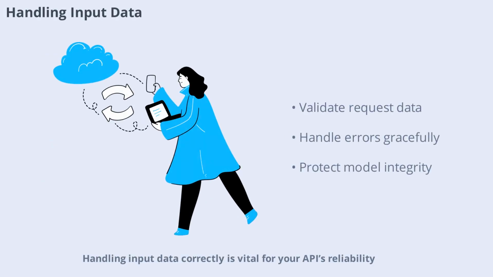Handling input data correctly is vital for your API's reliability. You need to validate incoming requests, check data types, and handle missing or malformed data gracefully. Many frameworks offer built-in validation tools, but you may also need to write custom checks. By ensuring that only valid data reaches your model, you protect against errors and improve the overall user experience. Let's explore best practices for input validation.